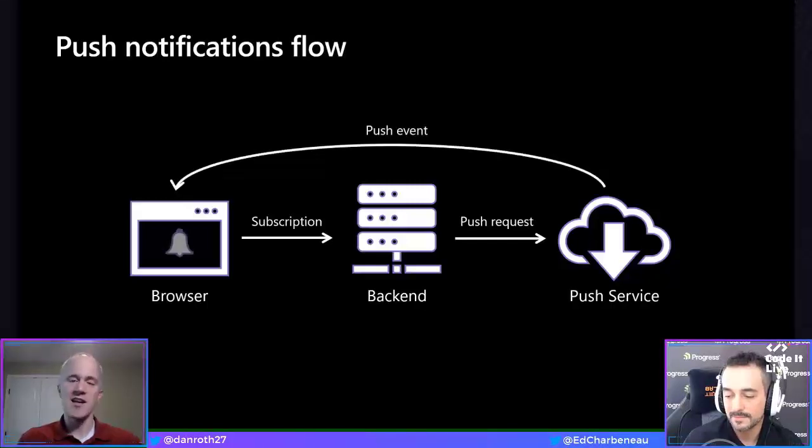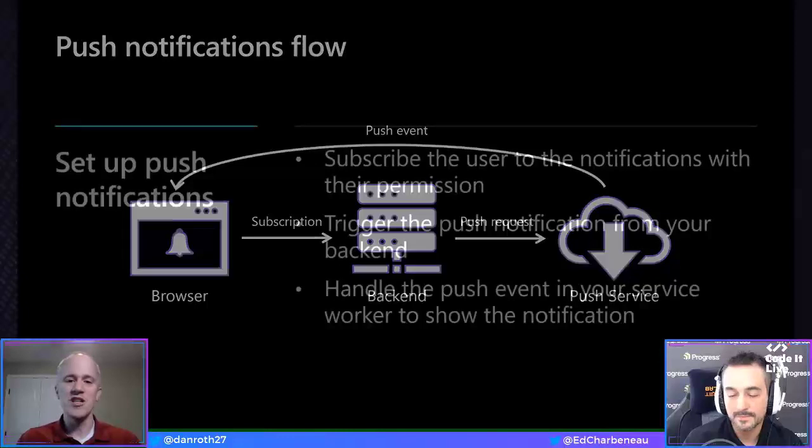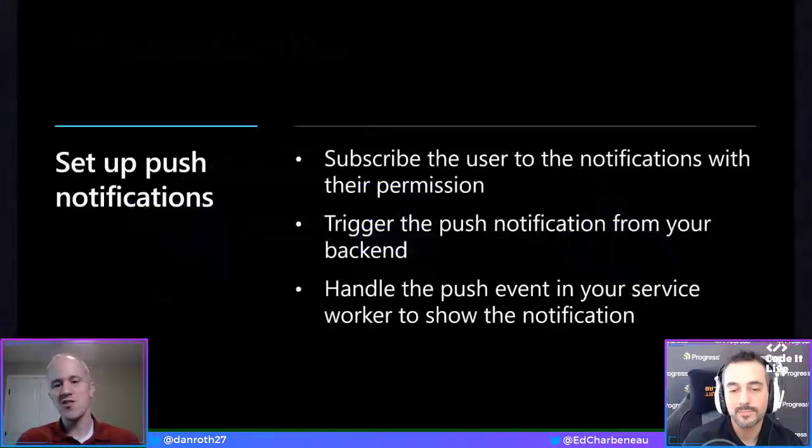The push service then handles sending the push event back to the browser, to the user, and they get a notification on their machine. So to set up push notifications, you basically need three things. You need to subscribe the user to the notifications with their permission. You trigger the push notification from your backend, based on whatever event is important, like the pizza's now been delivered, and you want to let the user know.